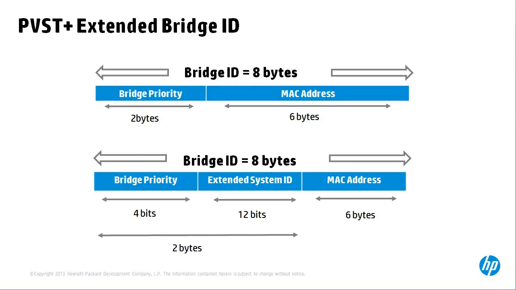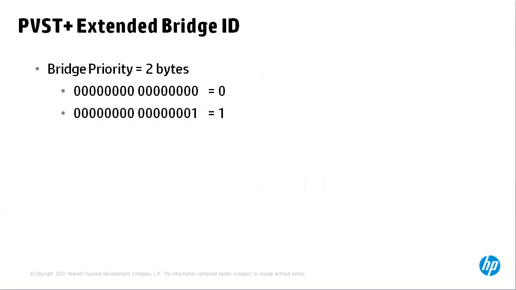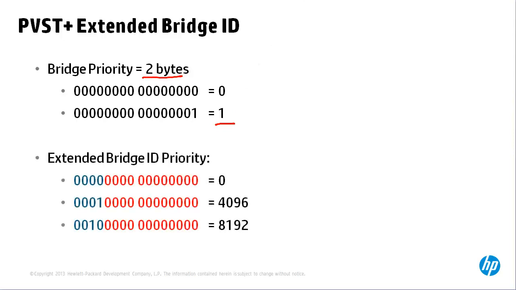Now with the extended bridge ID, the bridge ID is still 8 bytes in size, but the bridge priority is now split into 2 parts. So the 2-byte bridge priority now consists of a 4-bit bridge priority and a 12-bit extended system ID. The MAC address is still 6 bytes in size. So previously, when the bridge priority was 2 bytes in size, you could set the priority of the switch to 1. However, now, because of the change in the fields, the first 4 bits are priority and the remaining 12 bits are extended system ID.